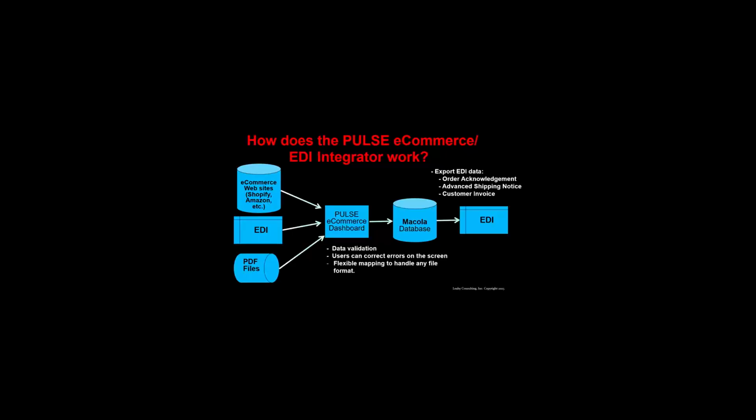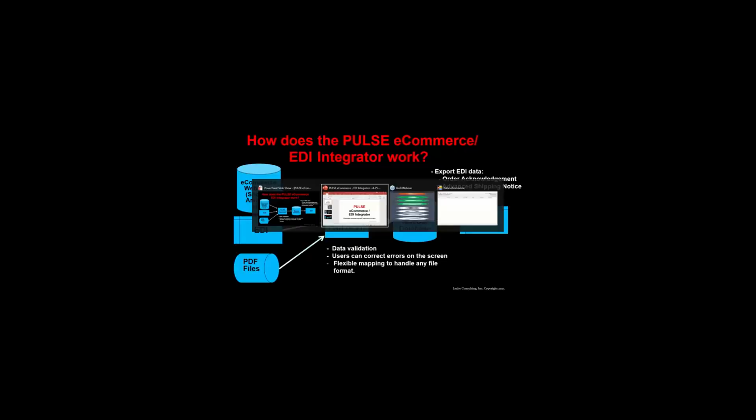And then as I explained earlier, if it's an EDI originated order, we can push back the ASN, the advanced shipping notice, push back the order acknowledgement and the invoice. So this is kind of the flow of how things work. And now what I'm going to do is show you how the software works.